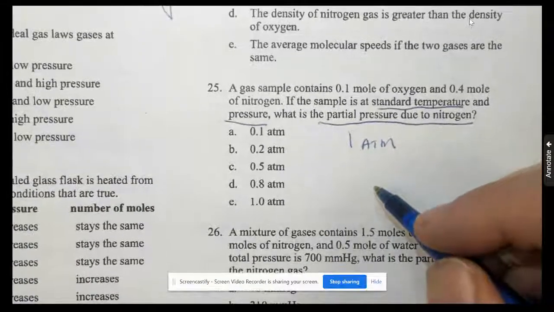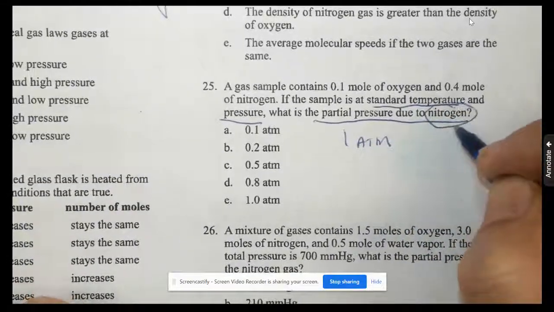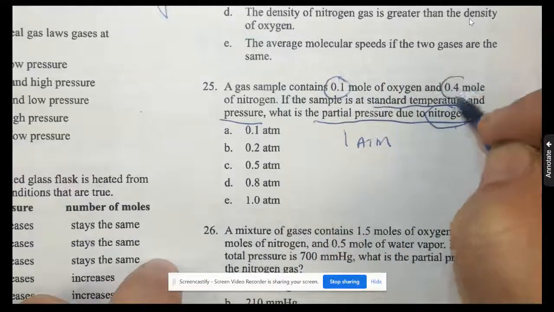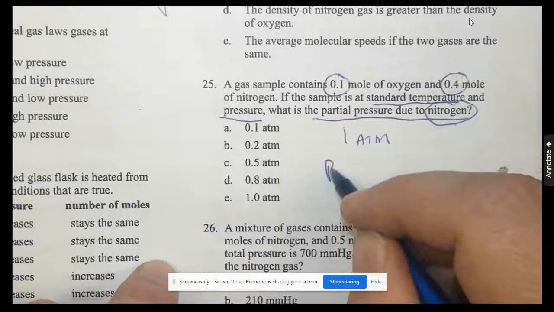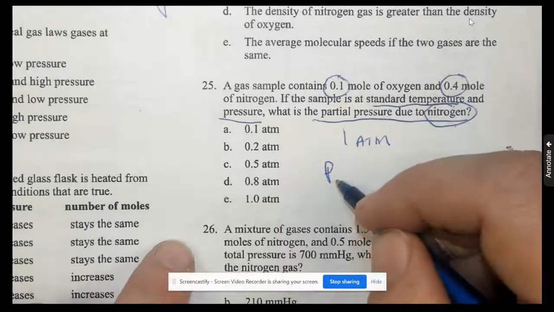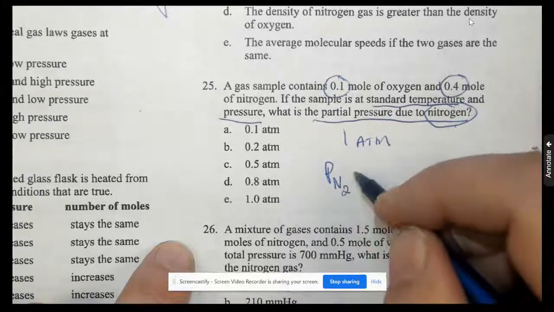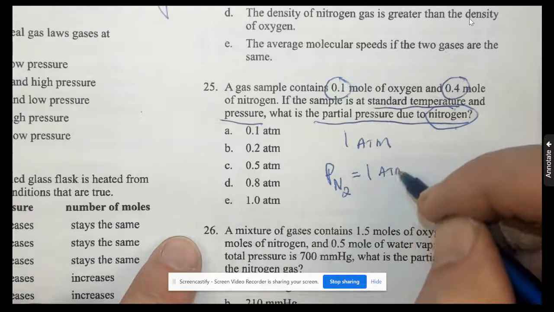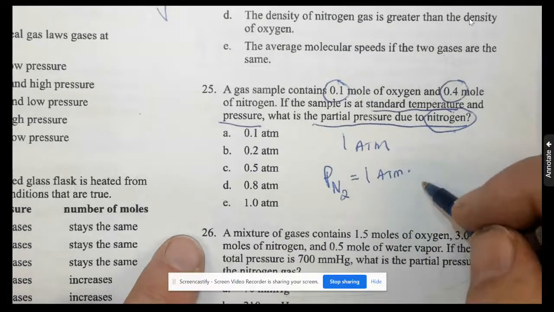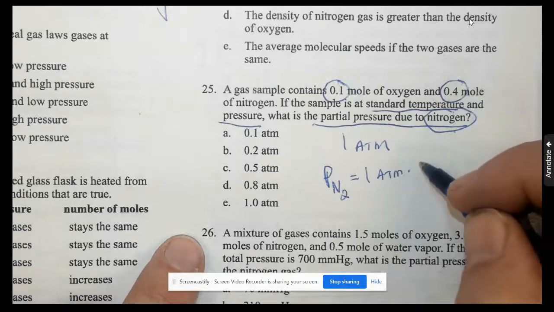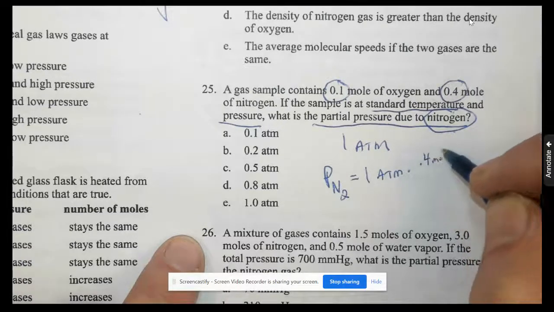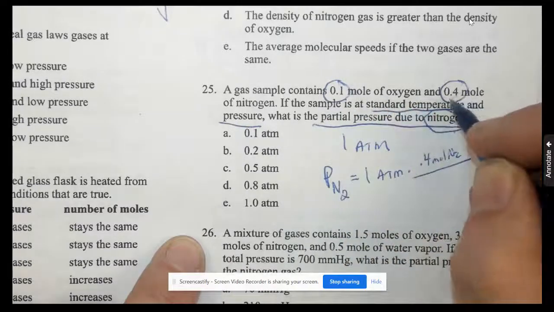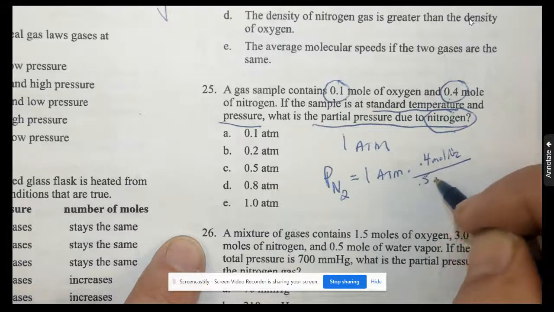Now, to find out the partial pressure of a gas, it's proportional to the number of moles of the gas. If you remember back from Unit 2, Lesson 17, if I ever want the partial pressure of a gas, take the total pressure, which is 1 atmosphere, and multiply it by the mole fraction. In this case of nitrogen, there's 0.4 moles of nitrogen for every total number of moles. 0.4 and 0.1 is 0.5.